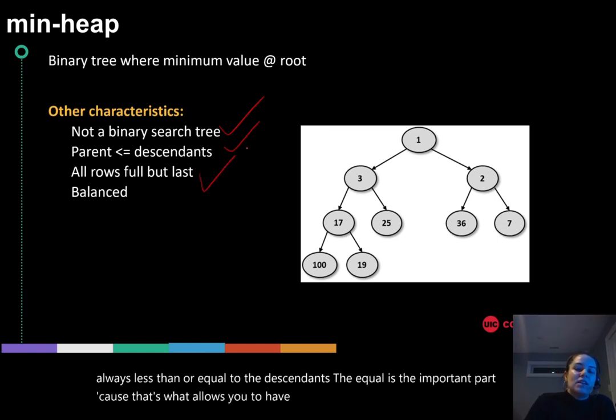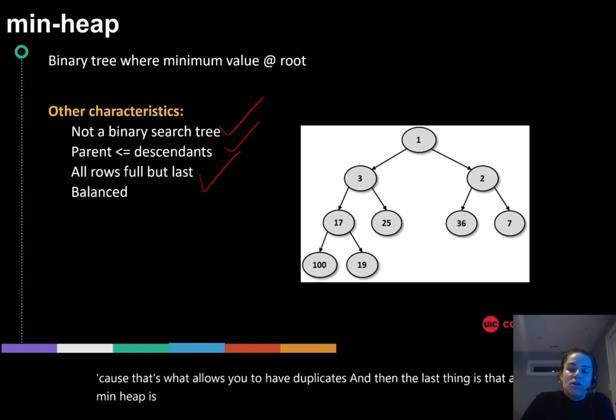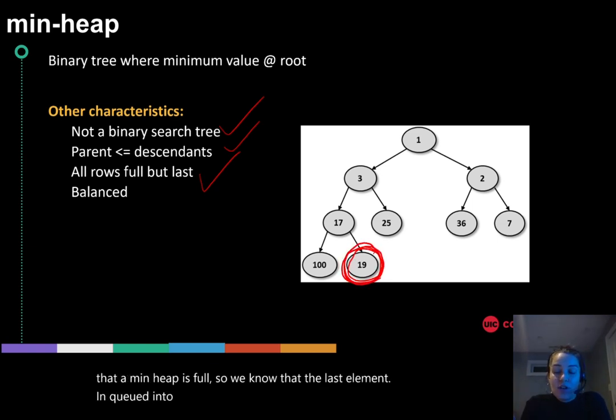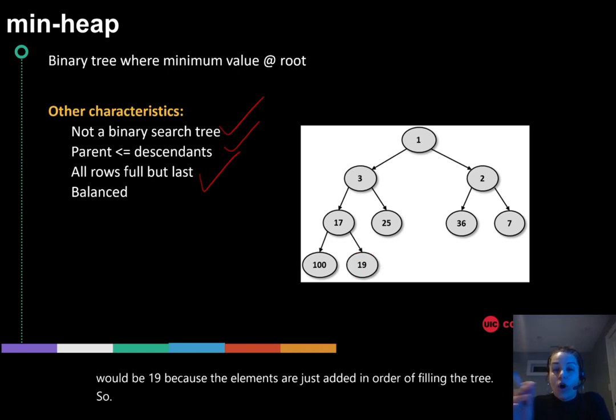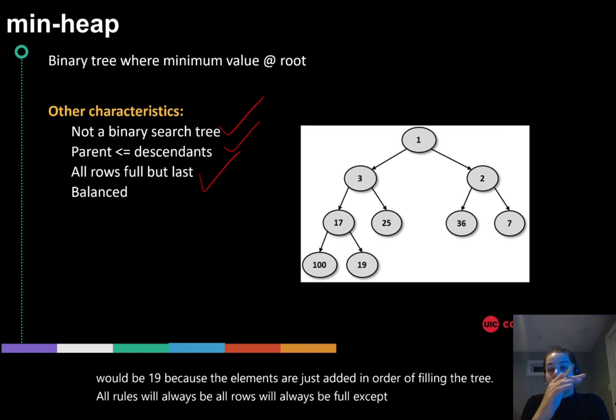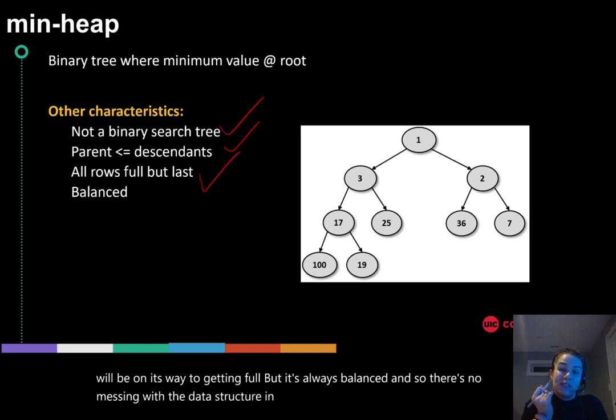And then the last thing is that a MinHeap is full. So we know that the last element enqueued into this particular priority queue, if we were using this MinHeap, would be 19 because the elements are just added in order of filling the tree. So all rows will always be full except for the last one, which will be on its way to getting full, but it's always balanced. And so there's no messing with the data structure in order to make sure that it remains balanced either, which is really nice.